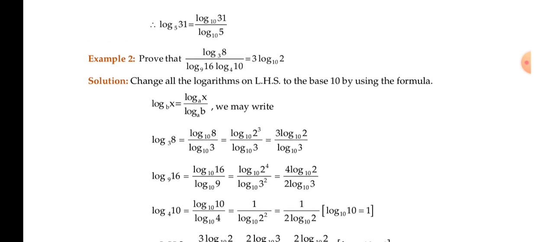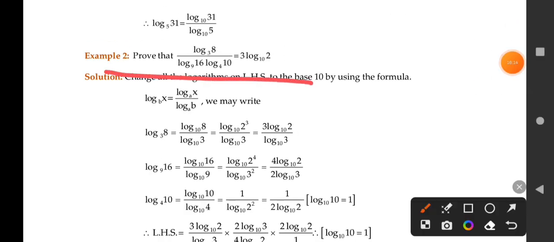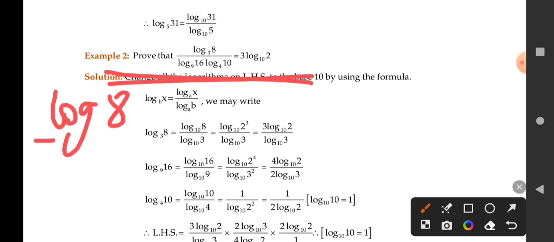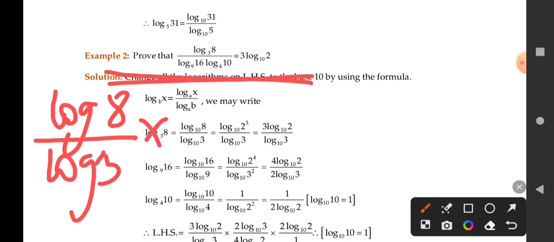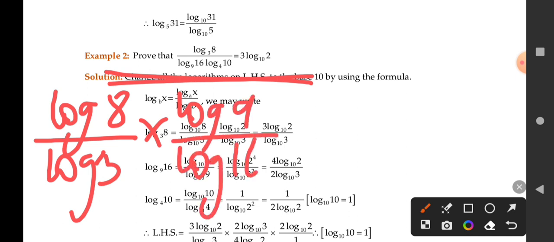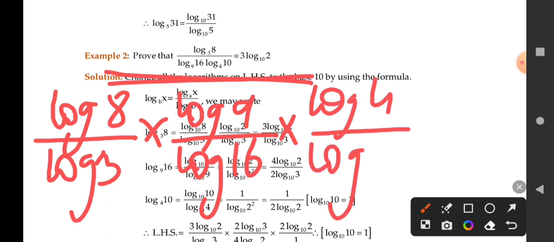Example number 2, again it is a good example. Prove this equation, LHS equals RHS. So what do we have? Let's write it. Log 8 divided by log 3. Now multiply and reverse the denominator. What do we have? Log 9 divided by log 16 into log 4 divided by log 10. So how can we write 4 as 2 square?